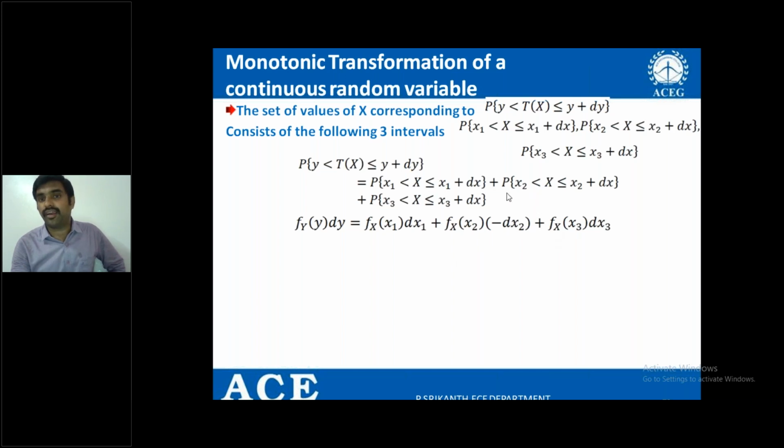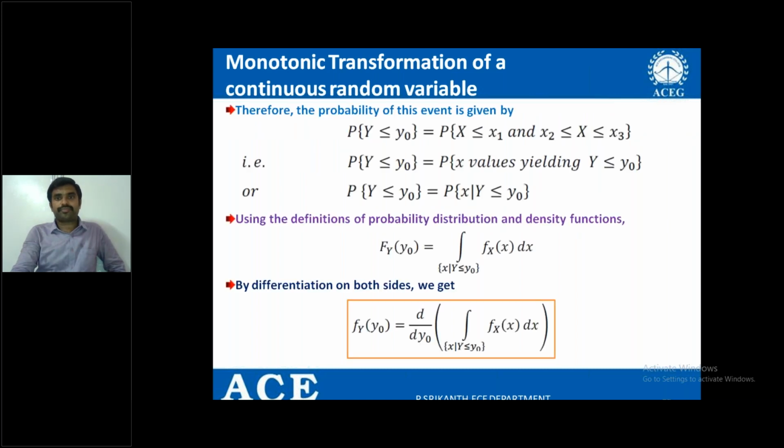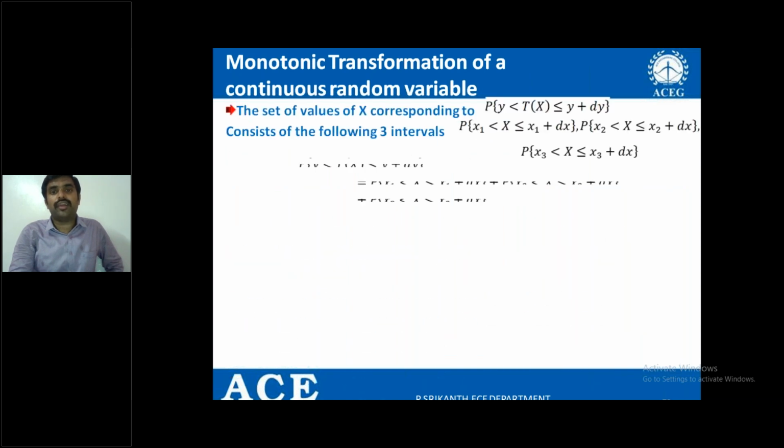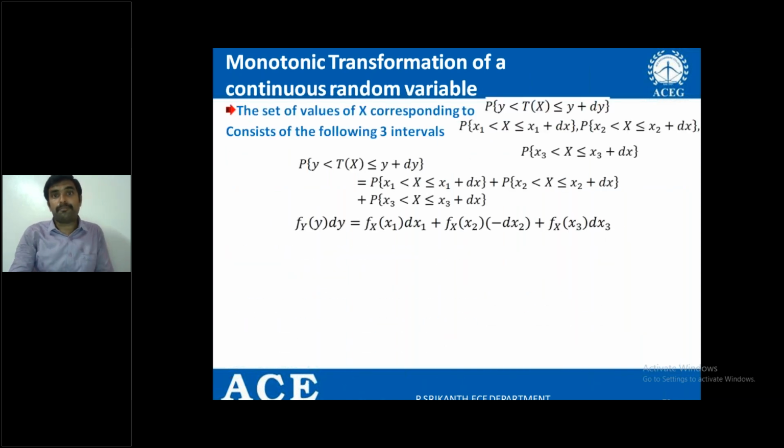But here, what is this? One is monotonically increasing, the second one is monotonically decreasing. Why? Because the relation is given like this. See the figure here. For x1 the relation is monotonically increasing, x2 is taken where the relation is monotonically decreasing, and x3 is taken again where it is monotonically increasing. Therefore, what are we going to get here? Minus dx2 plus fx(x3) dx3.